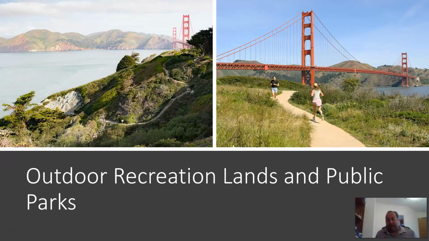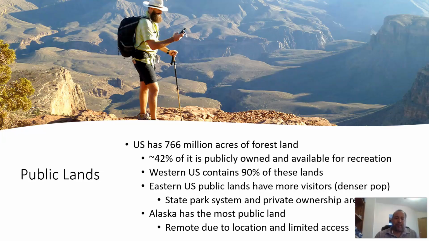So let's focus a little bit on some public lands to start out with. So the U.S. has 766 million acres of forest land. About 42% of that is publicly owned and available for recreation. So there's a lot of land. If you want to get out there and you want to go see nature and be in nature, there's plenty of it out there. And not only that, but for us specifically here in the Western United States, you've got about 90% of that land.